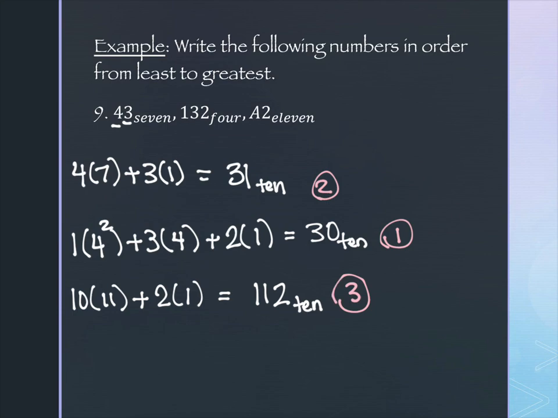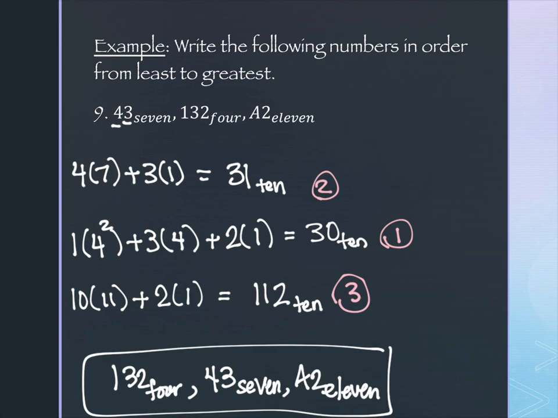So when I write my answer, I need to make sure I write it not in base 10, but in the bases I was given the numbers in. So you guys were answering me that way already. So it was 1, 3, 2, base 4. That's the smallest. And then I had 4, 3, I believe, base 7. And then I had A2, base 11. Does that make sense?